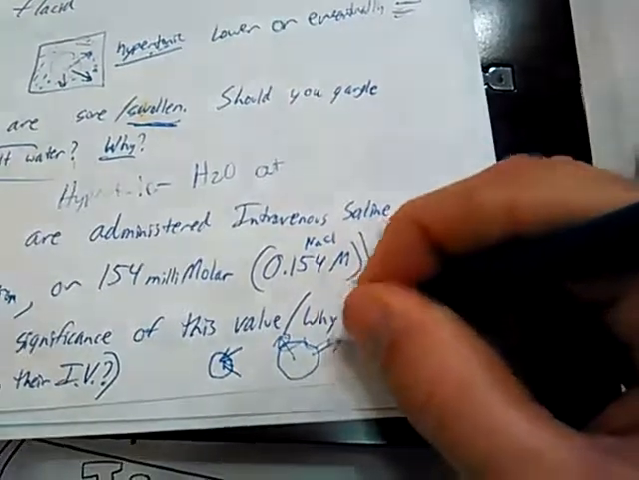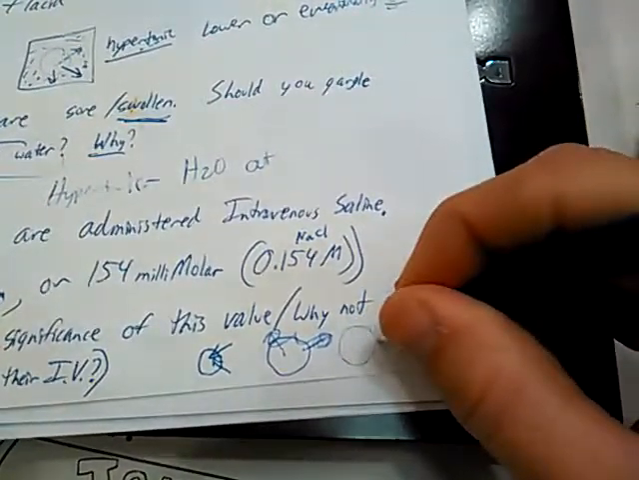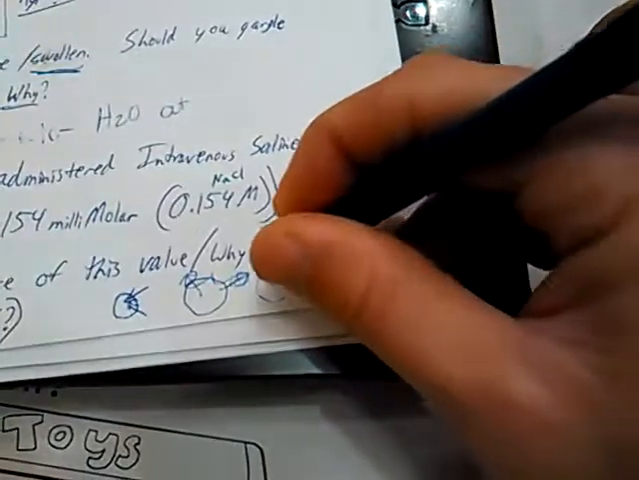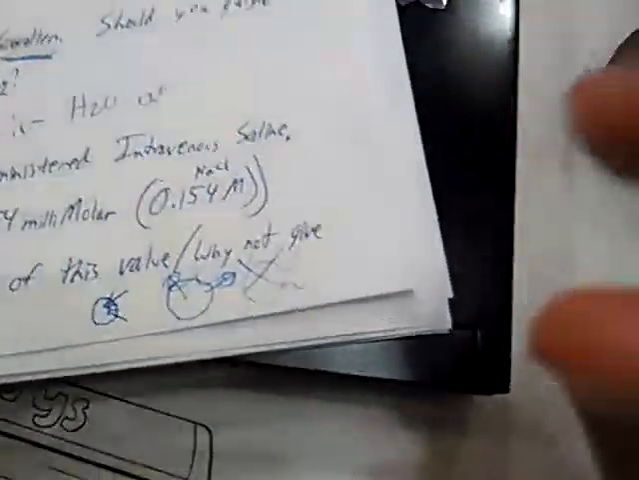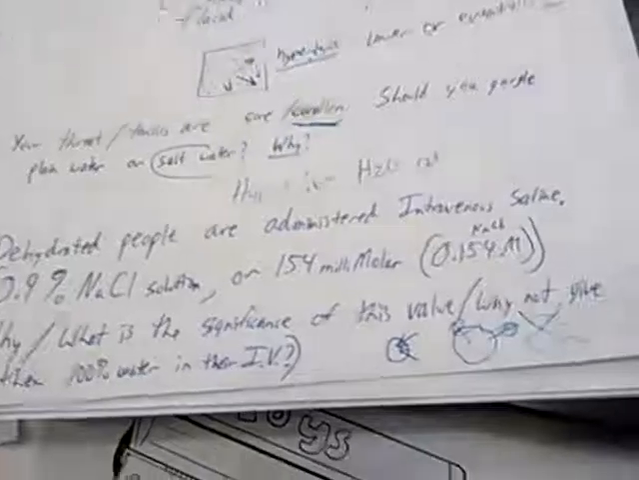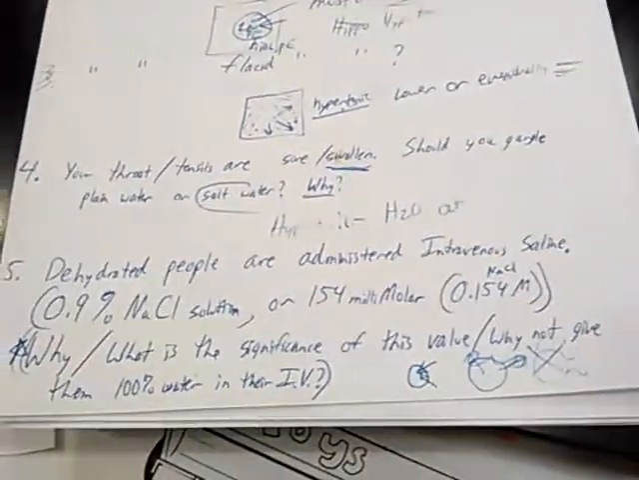Oops, I shouldn't show arrows going out because that makes it look like the cell is going to go. The cell dies because it explodes. And yeah, this can happen. So you don't put straight water into somebody.